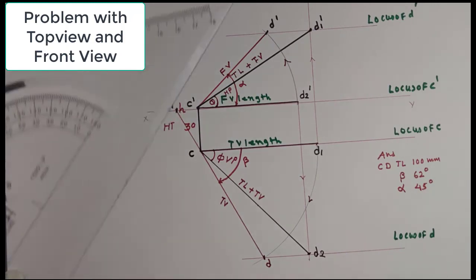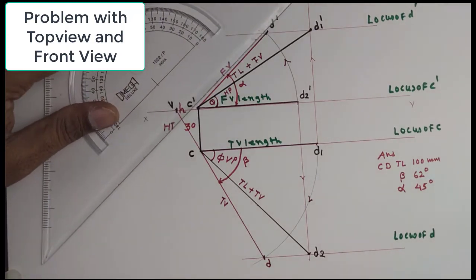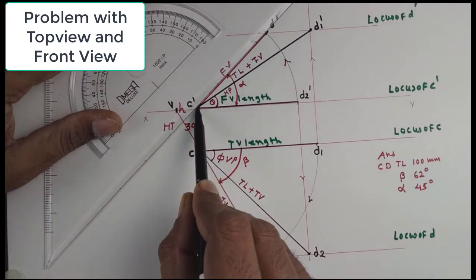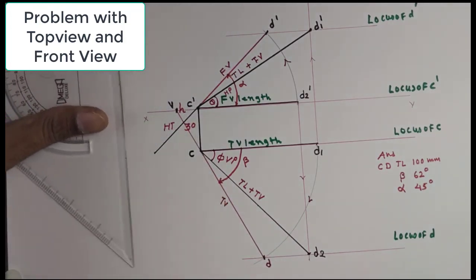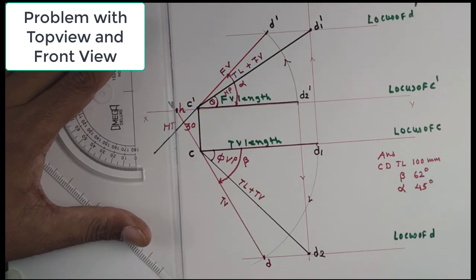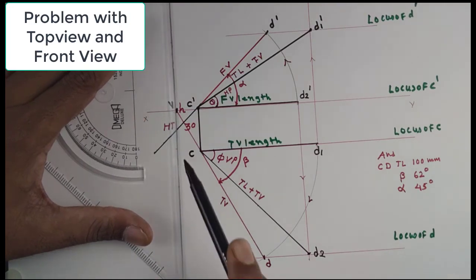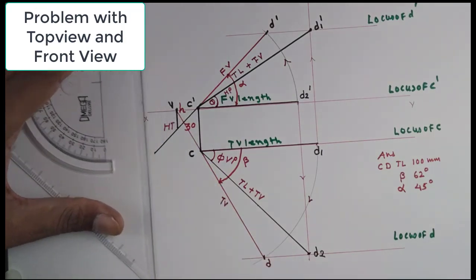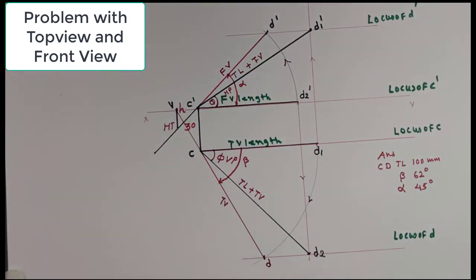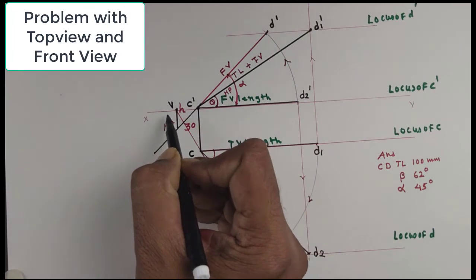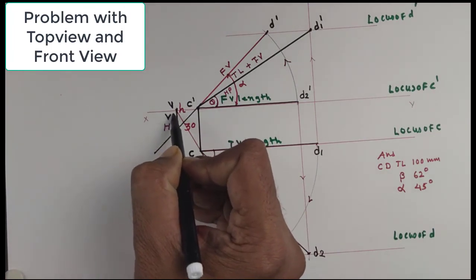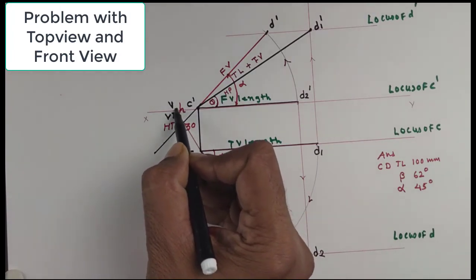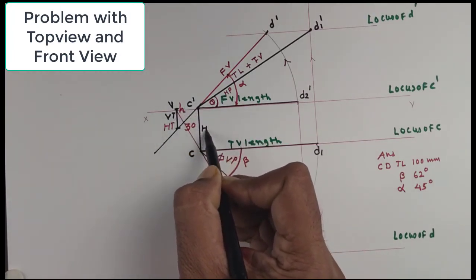On the other side, we extend our C dash D dash actual elevation, and from V we draw the vertical line. It is my VT, vertical trace. It is our VT. This is our HT.